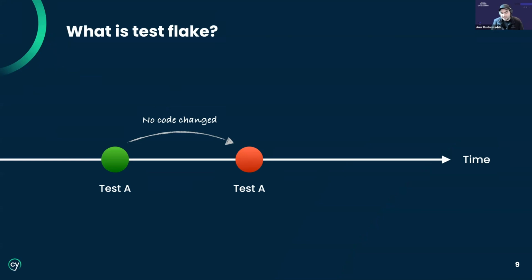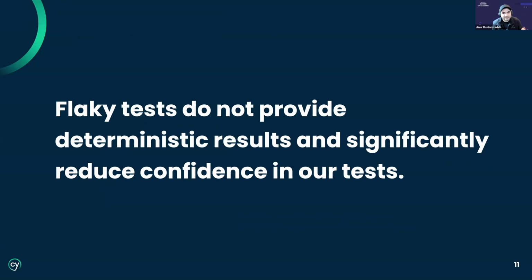Well, this is an example of a flaky test, because we gave the test the same inputs, but it yielded completely different results. So this is not determinism, right? And because flaky tests result in non-deterministic results, they can really reduce our confidence in our tests and therefore our deployment pipeline, our CI pipeline.